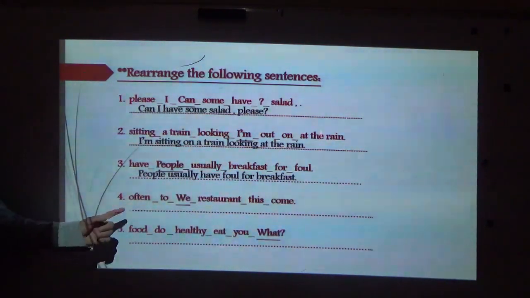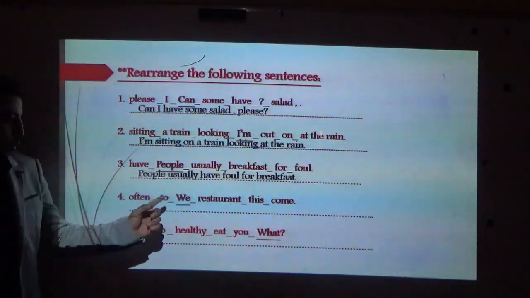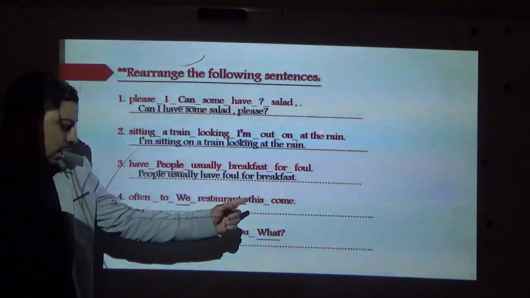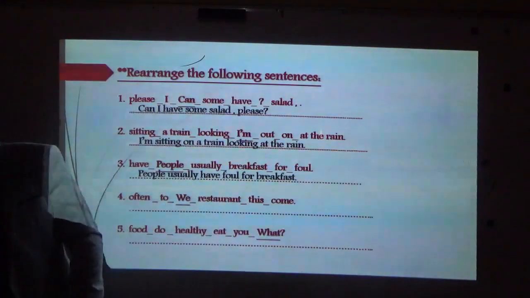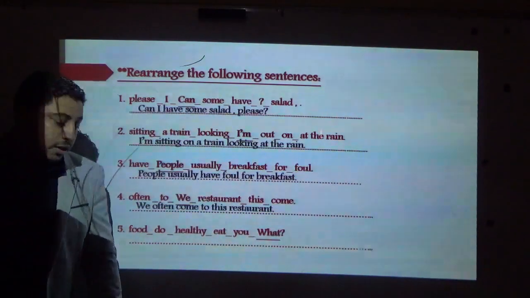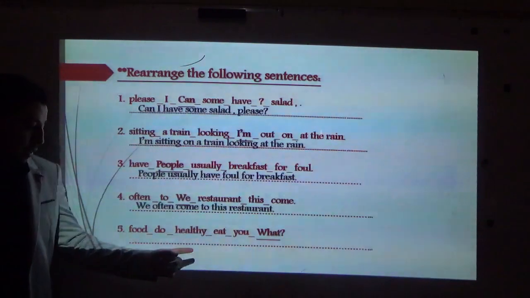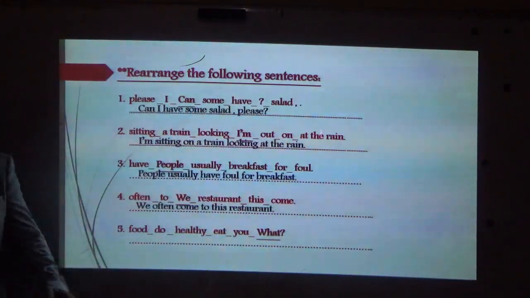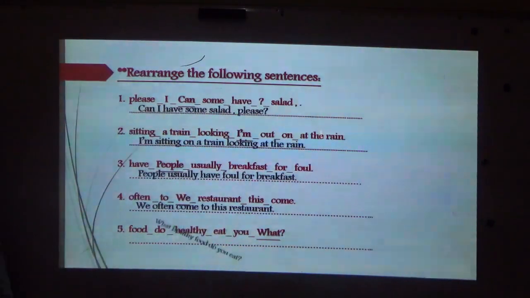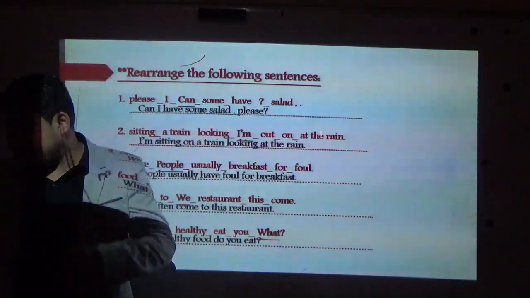Next, often, to, we, restaurant, this, come. So we start with we, yes, then often, then the verb come, yes, to this restaurant. Excellent, very good. We often come to this restaurant. The last sentence, or the last question. Food, do, healthy, eat, you, what? So it's a question, very good. We are going to start with what? Yes, what healthy food do you eat? What healthy food do you eat? Let's move to the next slide together.